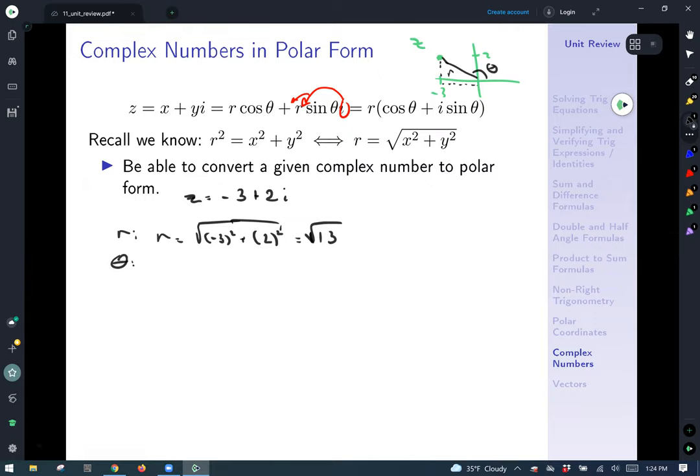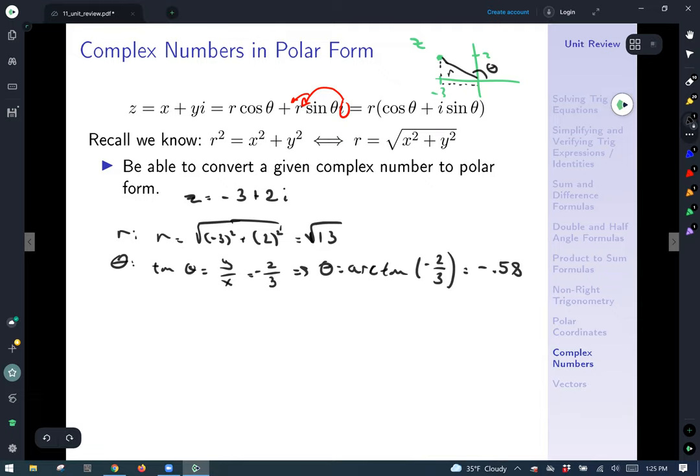Ye olde tangent again. Tangent of theta is equal to y over x, so in our case, it is 2 over -3, so -2/3. Theta is equal to the inverse trig, arctangent of -2/3. We're going to work in radians, ladies and gentlemen. I have a calculator, and I'm going to use it. Oh, no, I have to find the function. Arctangent of negative 2 divided by 3 gives us negative 0.58. That's what we're going to go with.